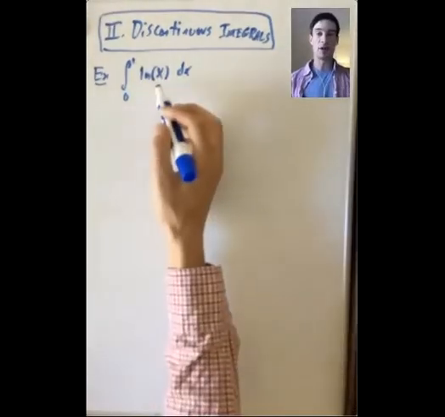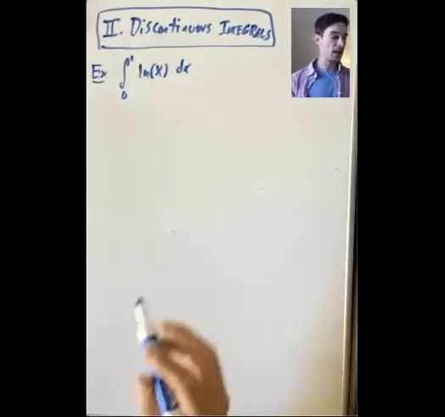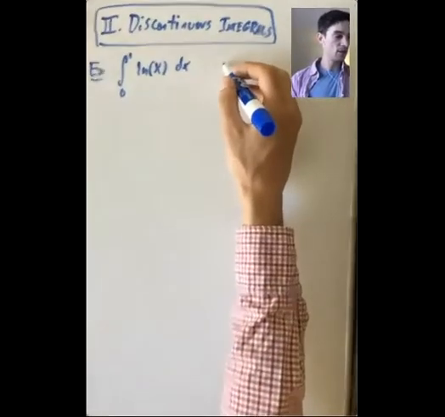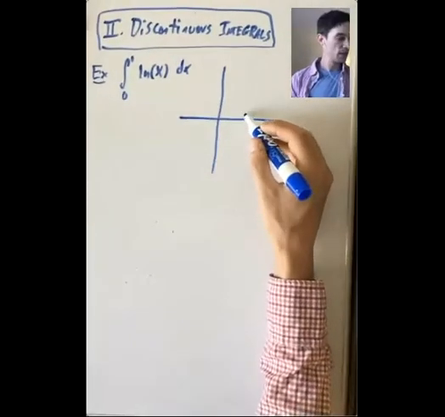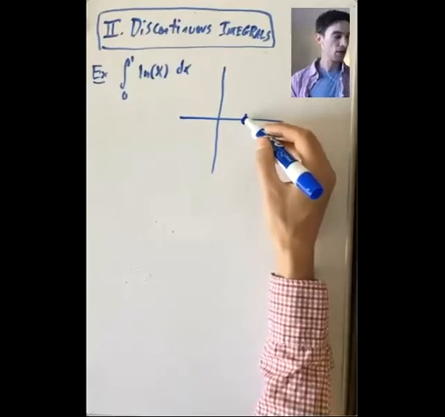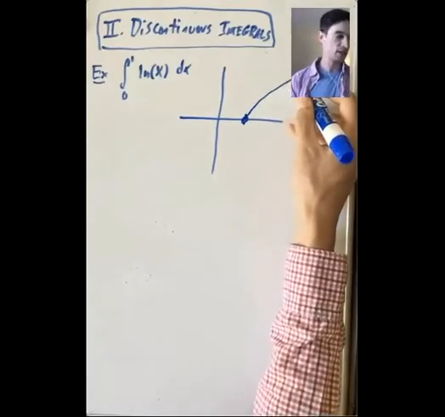So here's an example. Let's take an integral from 0 to 1 of natural log of x dx. And what's the problem here? Well, what does natural log look like? Natural log of 1 is 0, and then it goes off to infinity, but slowly.